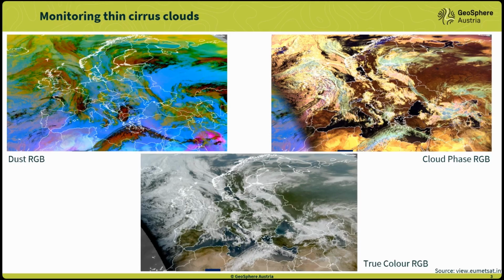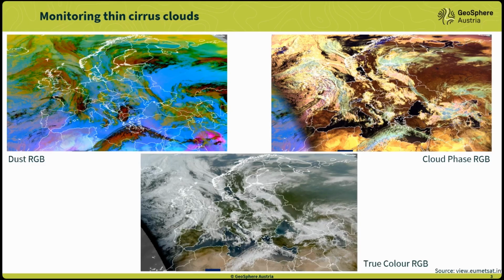I know the name focuses on dust, which you can nicely see in the southeastern part of the image. There, this pinkish feature is a nice dust outbreak. But another goal of the dust RGB is to highlight thin cirrus. And you can see thin cirrus in black colors, dark red, brown reddish, and yes.